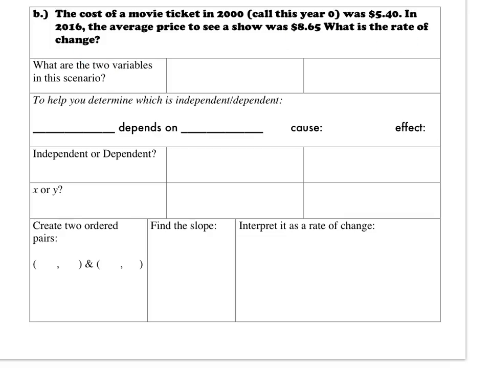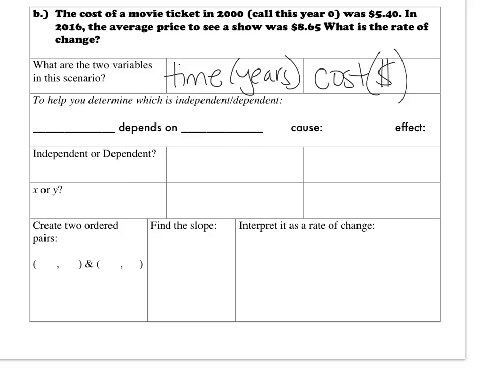Well, anytime we have a problem like this, we need to decide what our two variables are, right? So the things we're talking about are years and cost, right? So my variables are the time in years and the total cost of the movie, right? And we're measuring cost in money, right? And so let's think about a depends on statement. We have to decide which one's independent, which one's dependent, right?